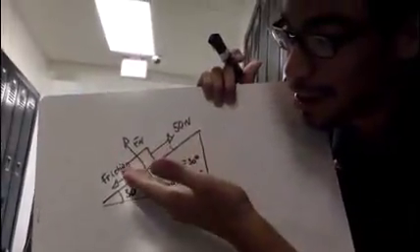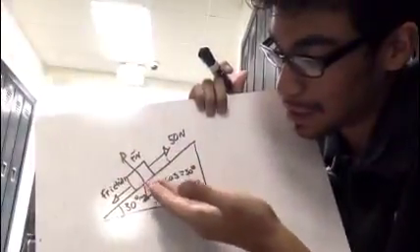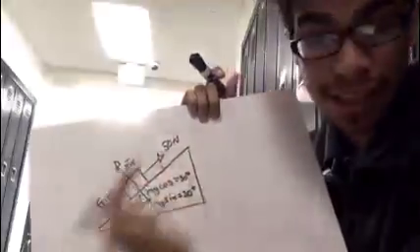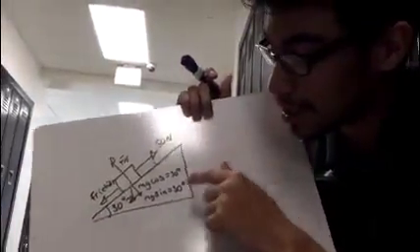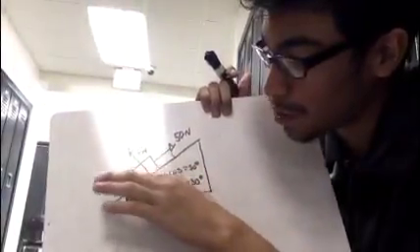So for this problem, we have to draw a free body diagram, but I already drew it, so I'm just going to explain what's going on. Here's the block, and the forces acting on it: the normal force, the friction force, and the applied force, which is 50 newtons. And right here, this is what we're looking for.